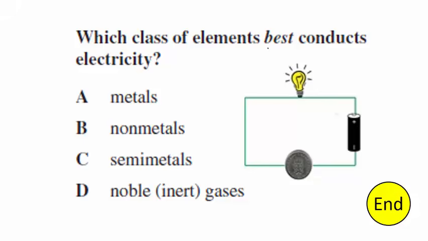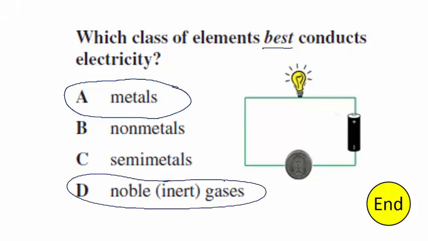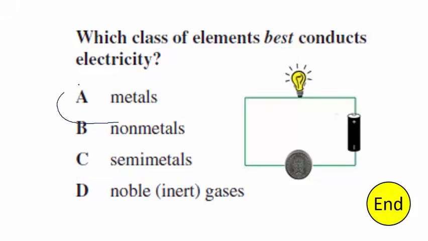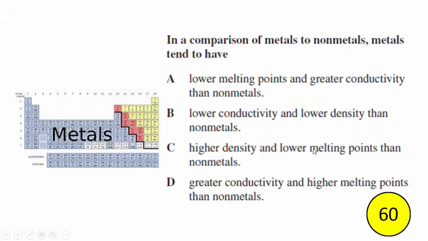Which class of elements best conducts electricity? This should be or could be an easy one. Honestly, if you think of what a wire is made out of, metals are those elements that conduct electricity. The nonmetals, like we just talked about on the right side of the periodic table, are actually the ones that don't conduct, and the noble gases don't conduct or react real well either. So let me erase that. The choice is letter A, metals.